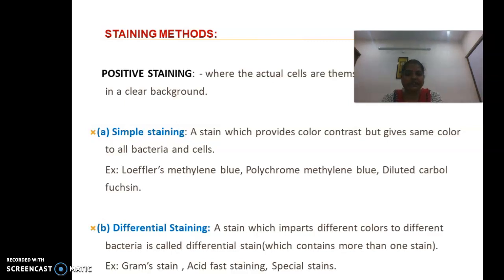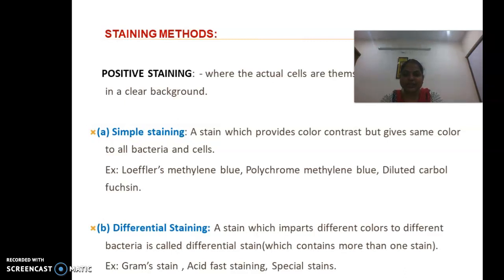Positive staining is a form of staining method where the actual cells are getting colored and they appear in a clear background. So we can categorize positive staining into simple staining and differential staining. Simple staining mainly provides color to the bacteria, and it is mainly used for observing the morphology of the bacteria. Examples: methylene blue, carbol fuchsin, etc.